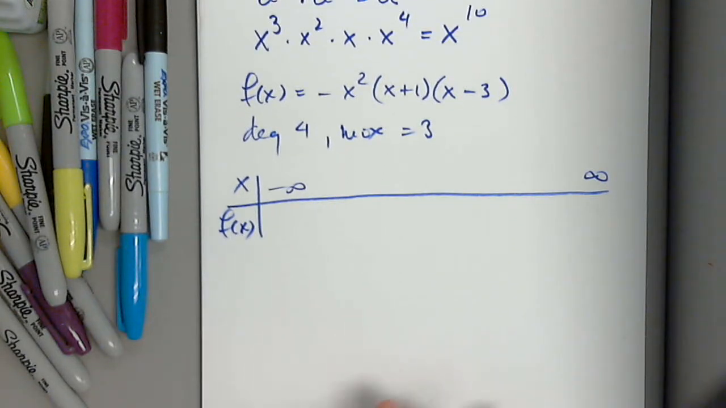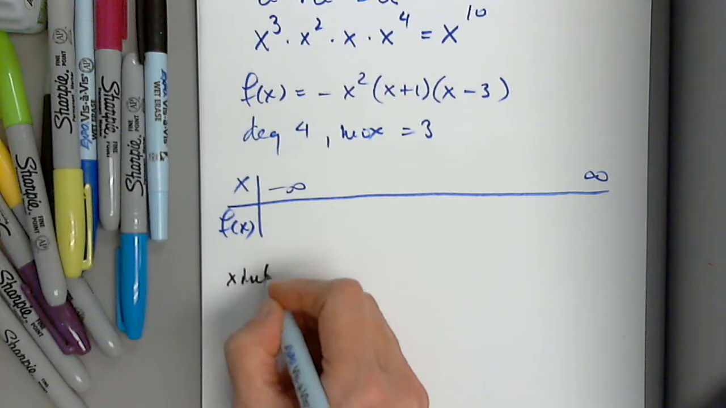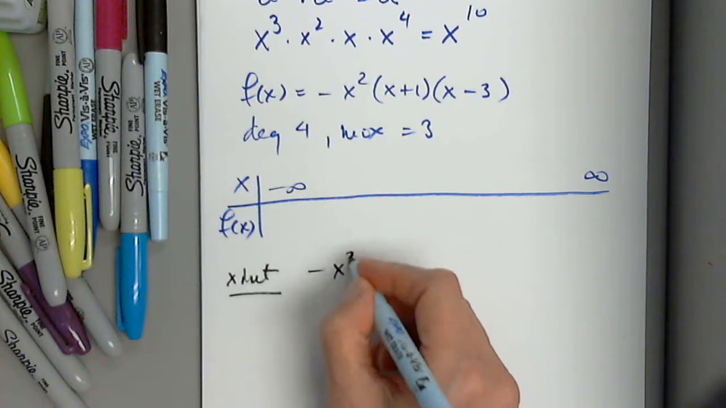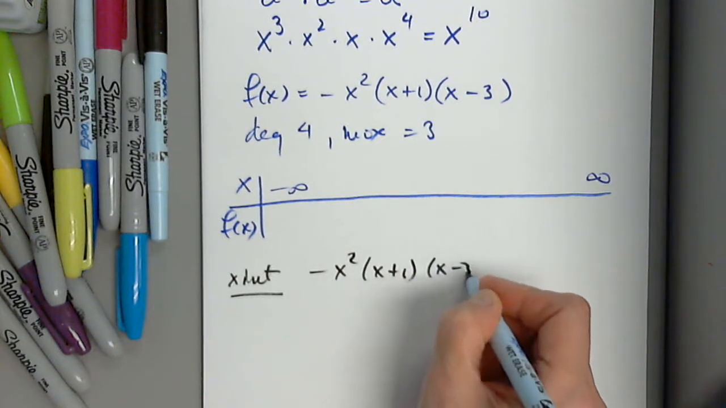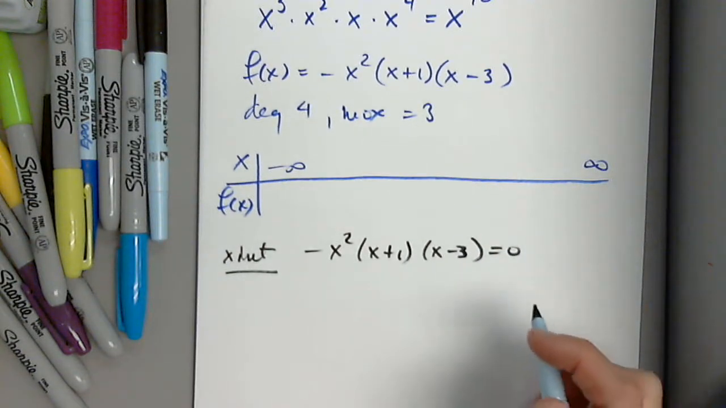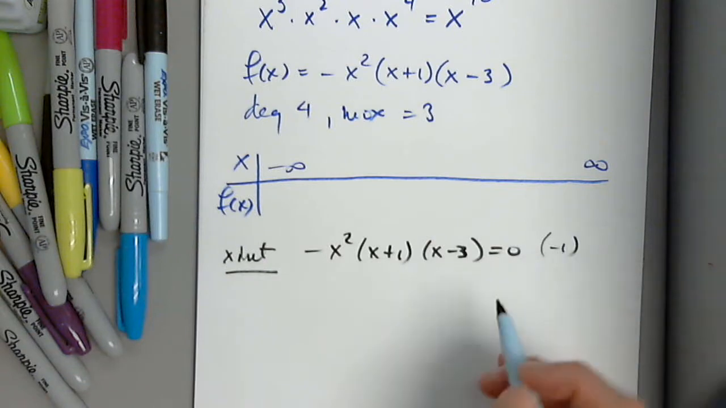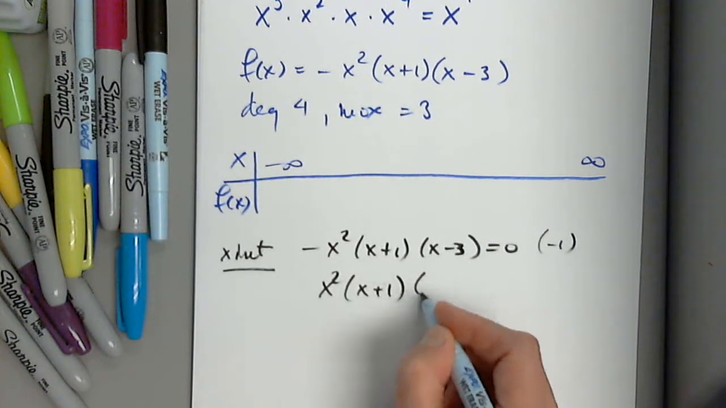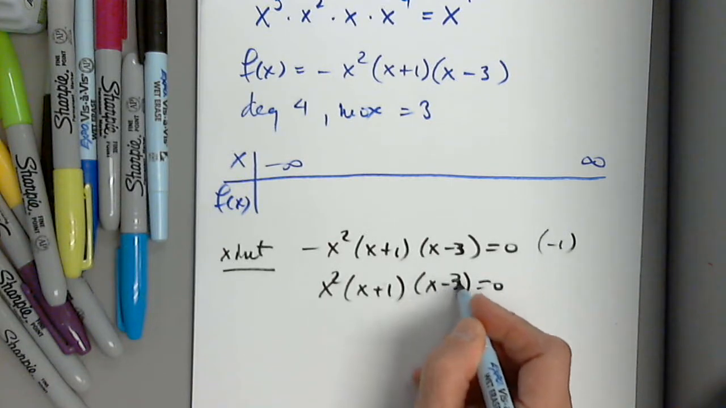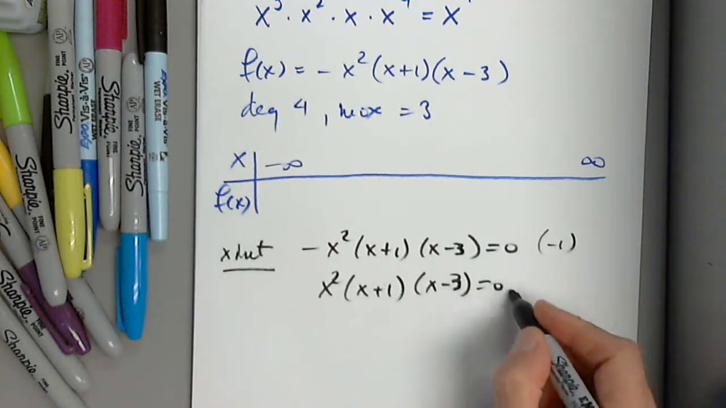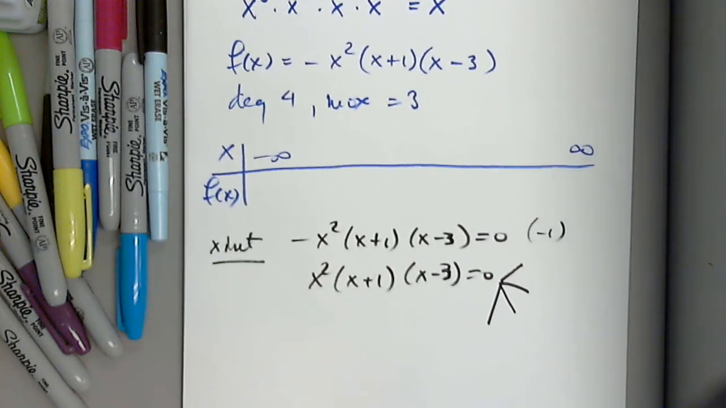Okay, let's determine the x-intercepts. How do I determine the x-intercepts? Awesome. So I have negative x squared, x plus 1, x minus 3 equals 0. Very good. Yes, indeed. I will just remind you that I would normally have multiplied both sides by negative 1 to eliminate that confusion that negative 1 could be something. Okay, so then we expect 4 solutions.